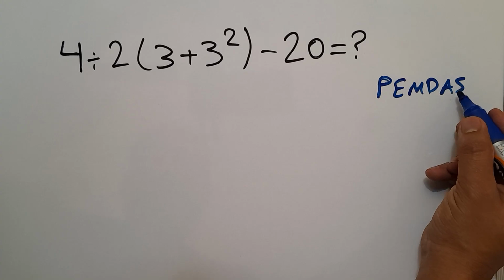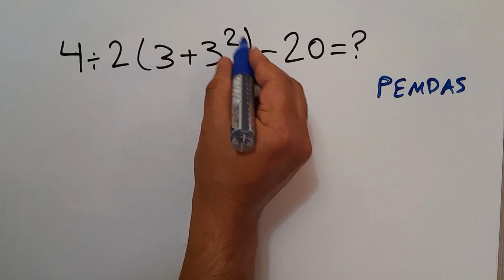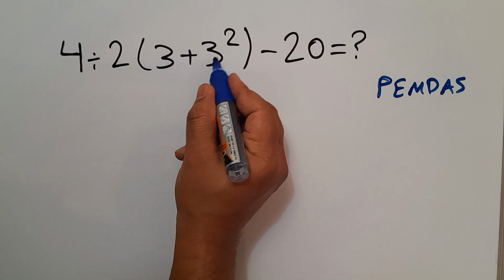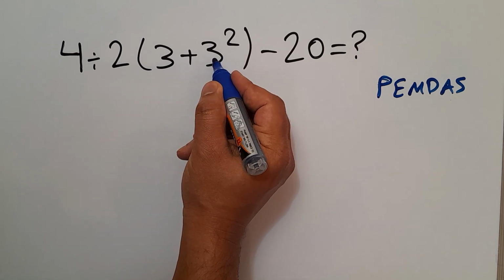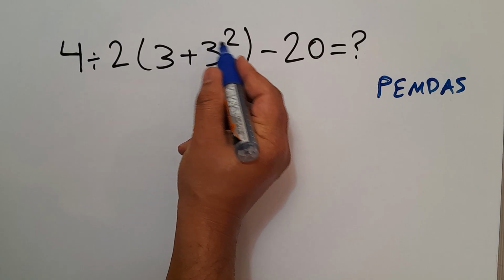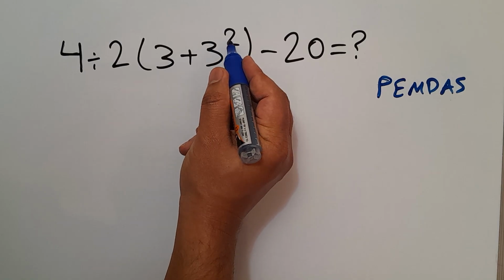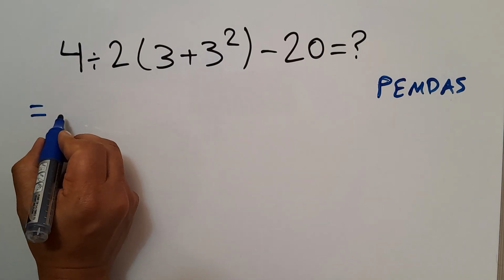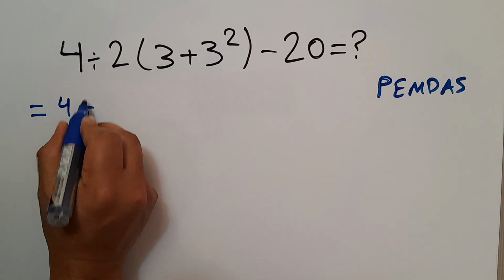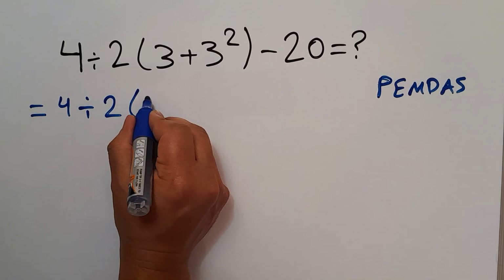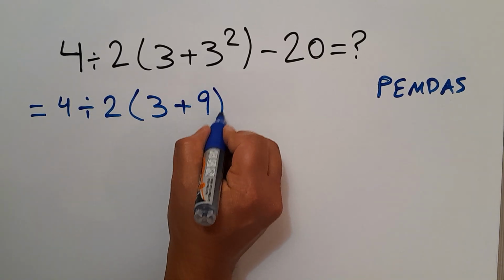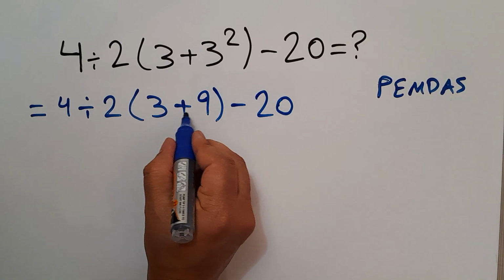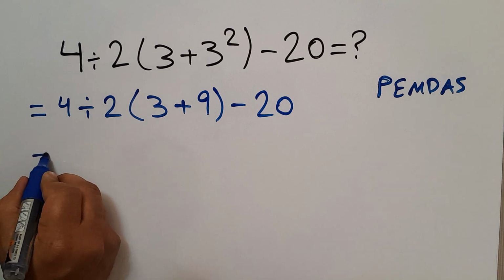addition and subtraction. So here we first do these parentheses, and inside these parentheses we have this addition and this exponent. First we have to do this exponent, which is 3 squared, and 3 squared gives us 9. So our expression equals 4 divided by 2, then times 3 plus 9, minus 20. Now, 3 plus 9 equals 12.